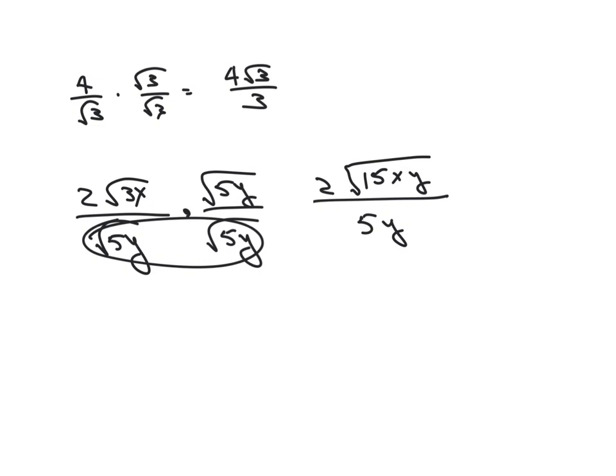And that's as simplified as we can go. We cannot reduce this 15 over 5 to 3 because this is not 15. This is the square root of 15. So this number here is some number close to 4, but not quite. So we can't just reduce that because it's a square root of 15, and 2 over 5 does not reduce.